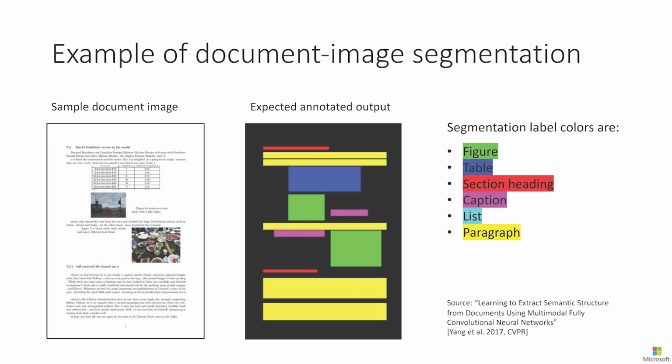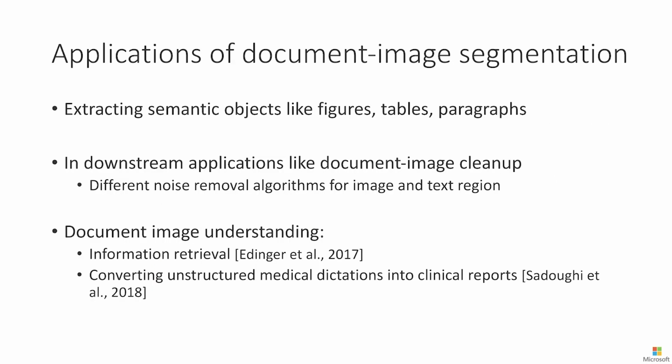but multi-class has its own set of challenges. Its applications include extraction of semantic structure like tables, figures, paragraphs. It could be used in downstream applications where we want to do cleanup based on some specific region. So an image region will have a different cleanup algorithm, a text region will have a different algorithm, a table region can have a different algorithm, right? And there have been other usages in the literature, for example, for information retrieval or for converting unstructured medical documents into clinical reports. There has been some exploration in this direction also.